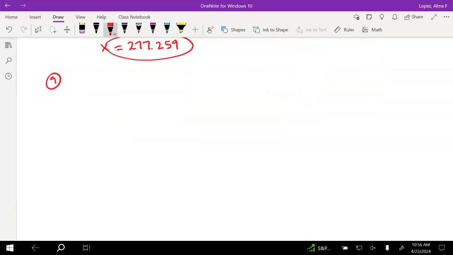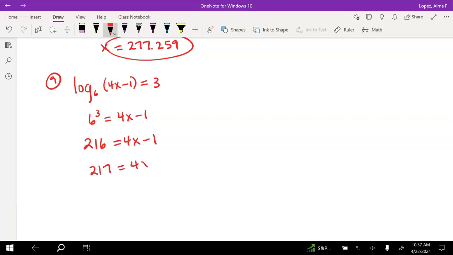Number 9. If we have log base 6 of 4x minus 1 equals 3. If a single log function is not doing it for us, we're going to convert it to exponential. The base to the power equals the thing. 6 to the third power, we know, is 216. And now it's just a linear equation. I'll start by moving the 1 over to the other side. That becomes a positive 1, which totals 217.